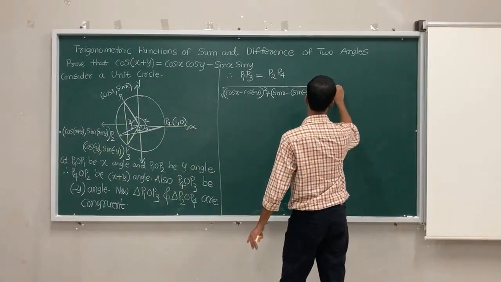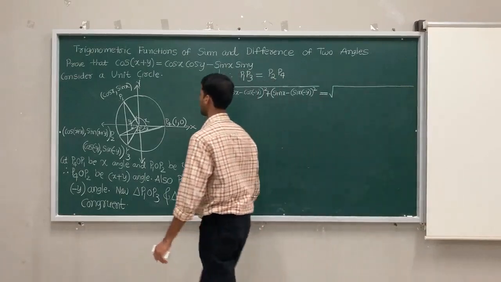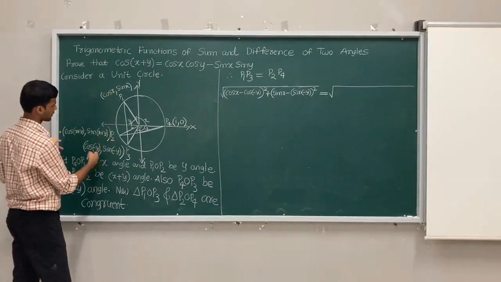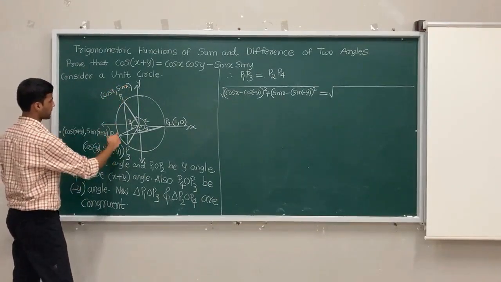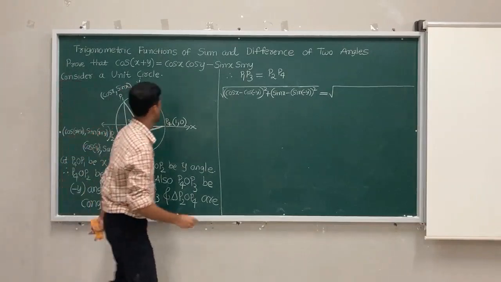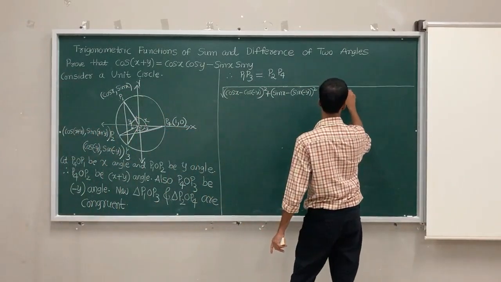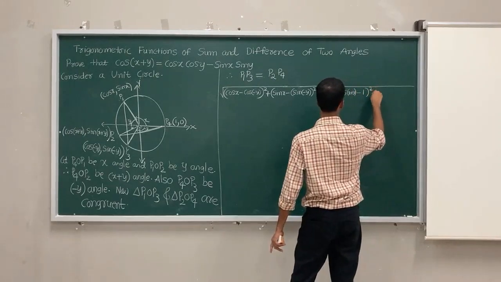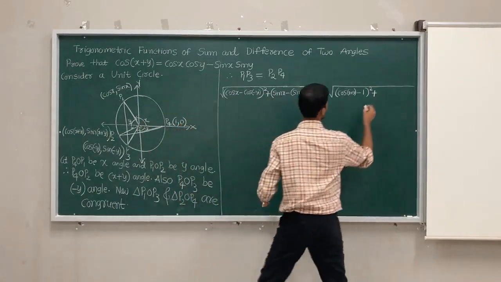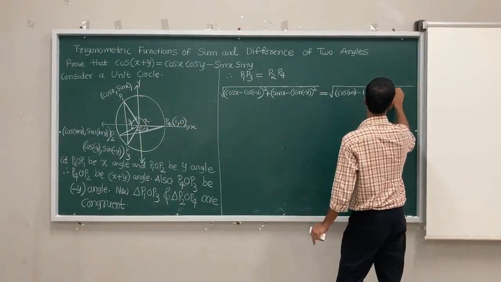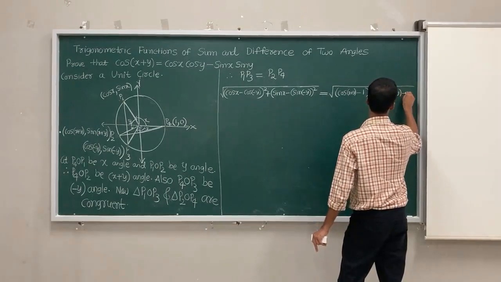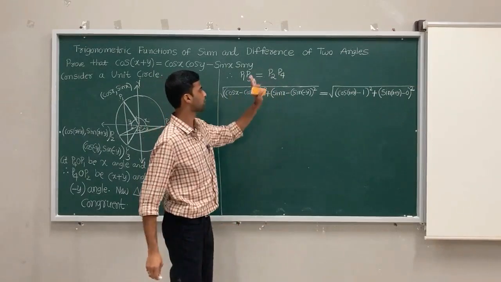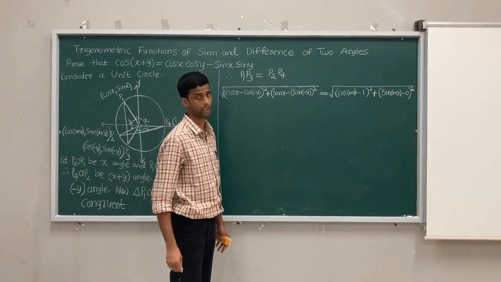Now I will take P2 P4. Here I took for P1 P3 cos x minus cos of minus y, sin x minus sin of minus y. So P2 P4 is nothing but this minus this. So I'll take cos of x plus y minus 1 the whole square plus sin of x plus y minus 0 the whole square. Hope you understood.